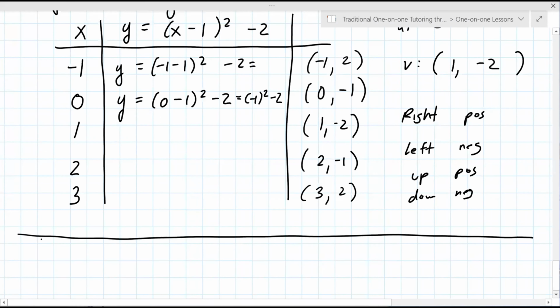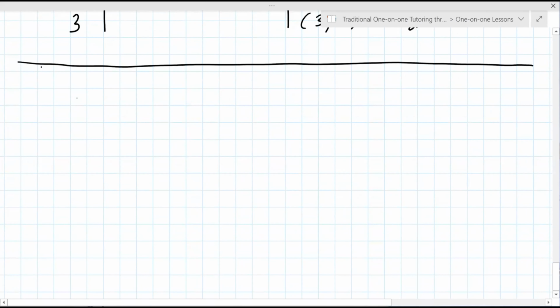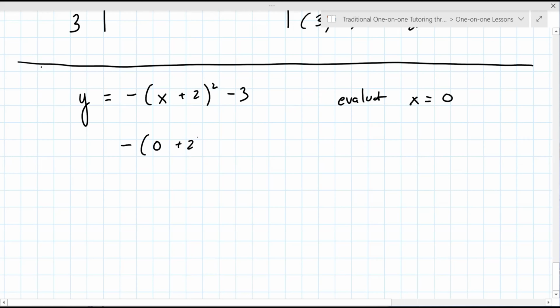why the order matters here, or how I know the order. So let's say it's negative x plus 2 squared minus 3. If I asked you to evaluate x equals 0, what would you do first after you put the number in for x? Meaning, what's the first calculation that you do? Do you negate it, add it, square it, or subtract?